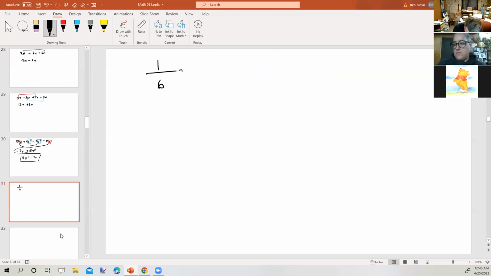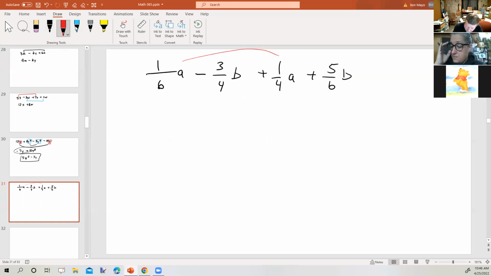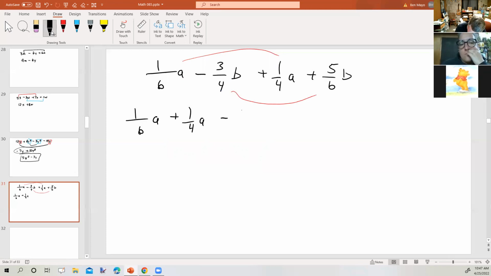1/6 A minus 3/4 B plus 1/4 A plus 5/6 B. Well, I have some like terms. Those are like terms and those are like terms. But to combine those like terms, I need a common denominator. The first thing I'm going to do is rewrite these so that the like terms are next to each other. You don't have to do this step, but it might help you to organize things a little better.